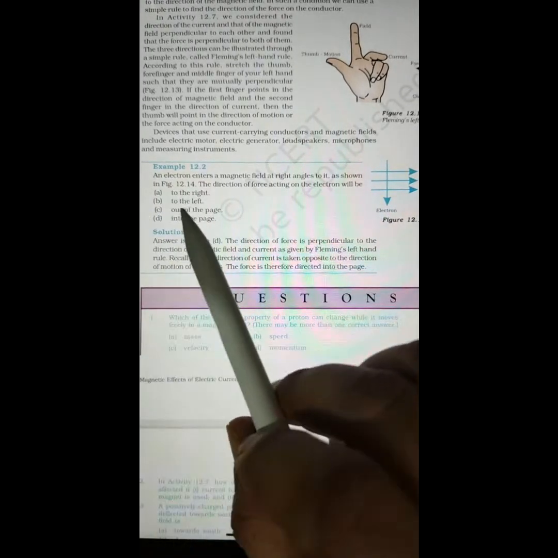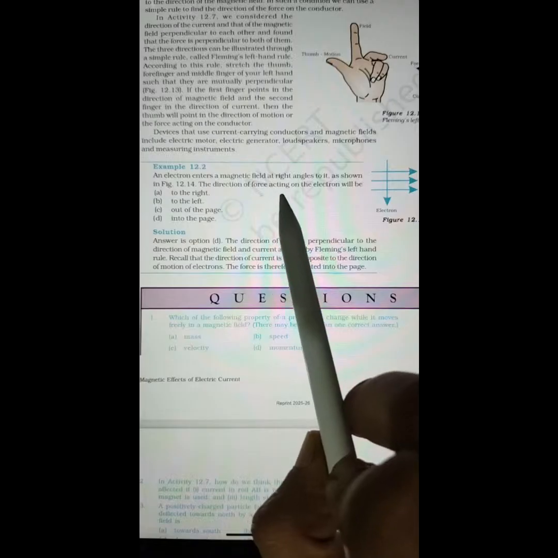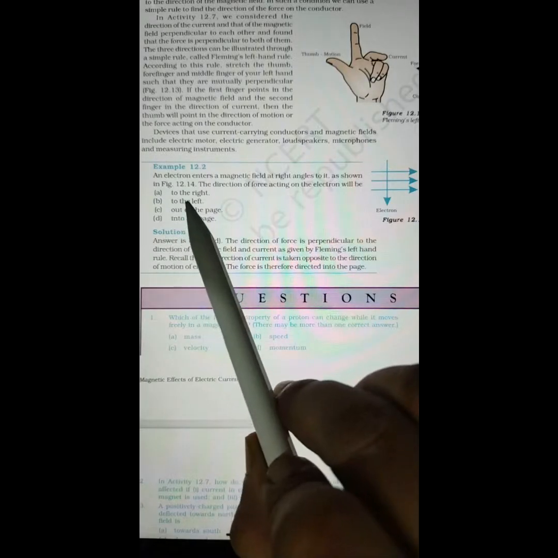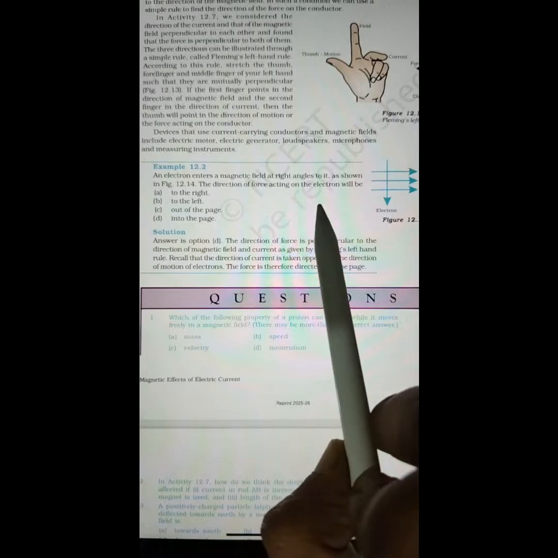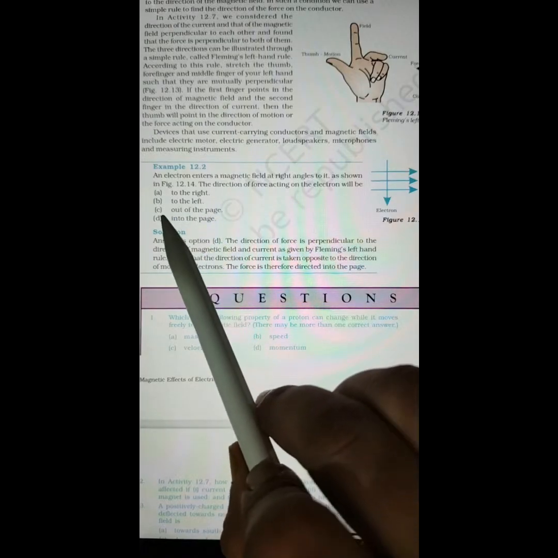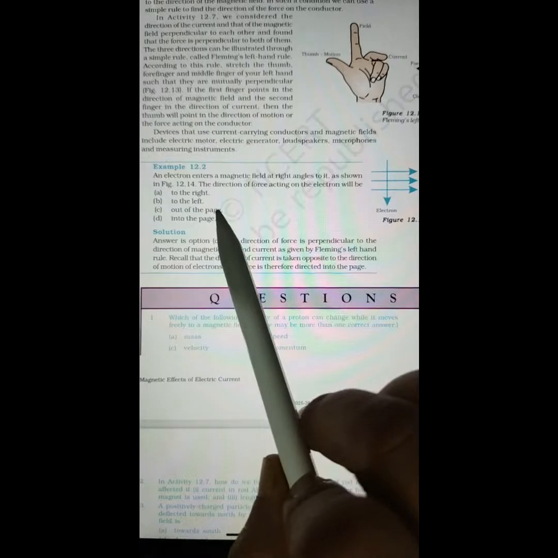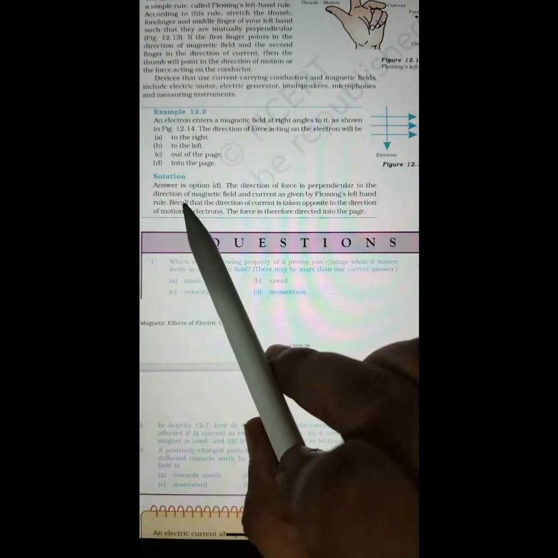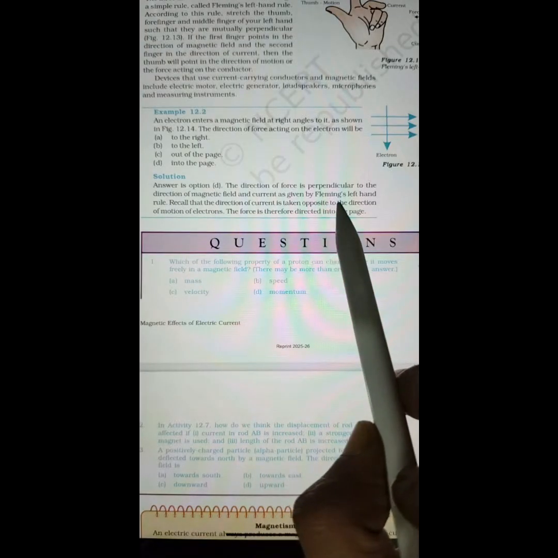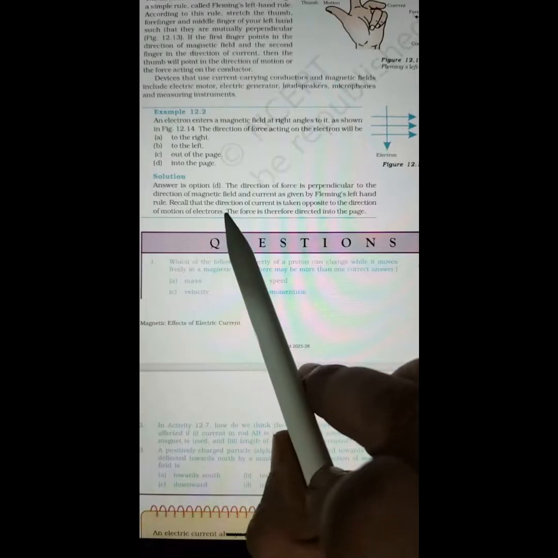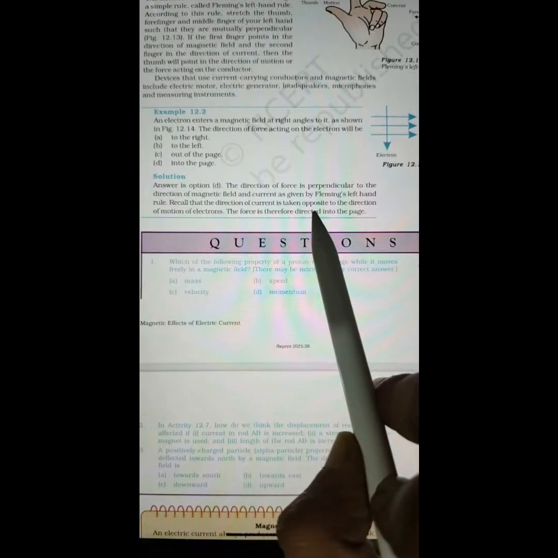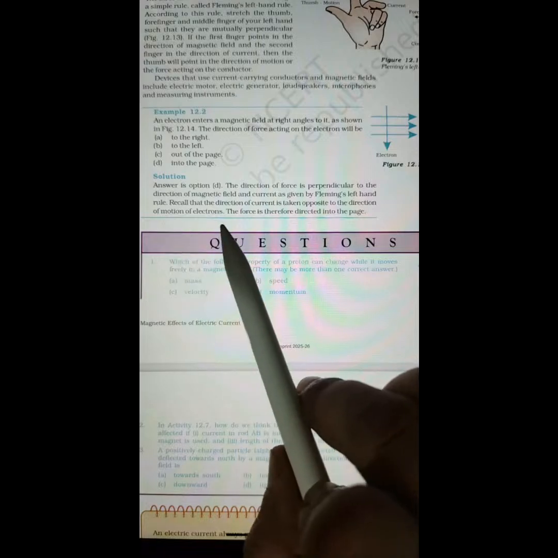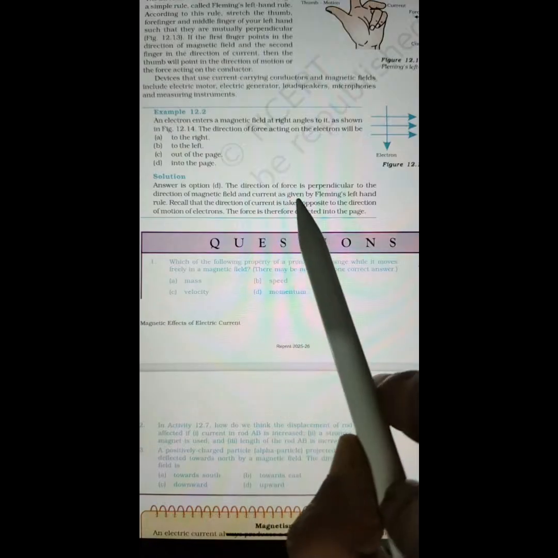Example 12.2. An electron enters a magnetic field at right angles to it as shown in figure 12.14. The direction of force acting on the electron will be A, to the right; B, to the left; C, out of the page; and D, into the page. Solution: answer is option D. The direction of the force is perpendicular to the direction of the magnetic field and the current as given by Fleming's left hand rule. Recall that the direction of current is taken opposite to the direction of motion of electrons. The force is therefore directed into the page.